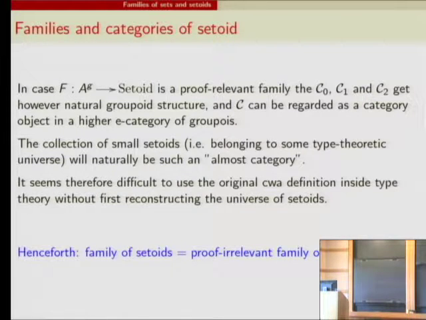So it seems that one has to reconstruct a universe of setoids to do this. One way is, of course, to use a set theoretic universe like Axel's model. But then again, it's not really setoids. So we will redefine the notion of CWA. Henceforth, we will consider families of setoids to be the proof irrelevant ones. Those have nice properties in many ways. They come as the fibers of extensional functions and so on.